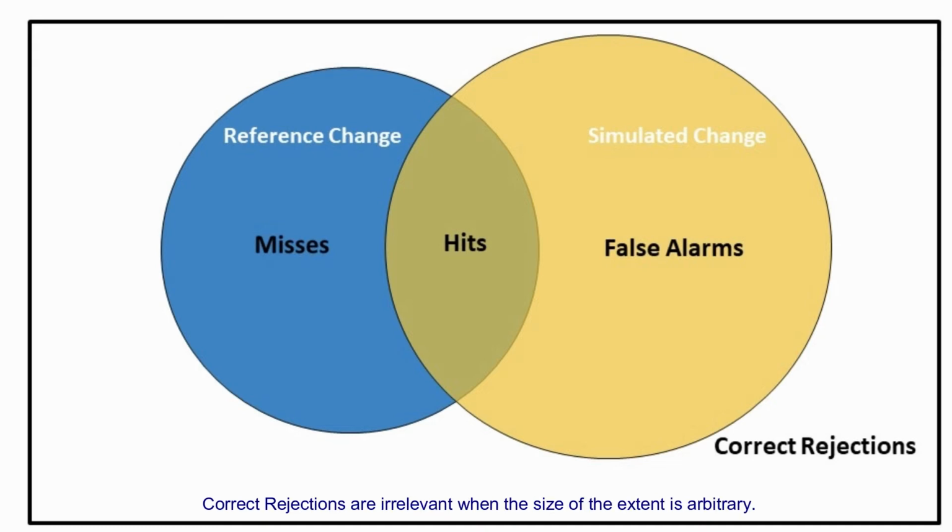Correct rejections are irrelevant when the size of the extent is arbitrary. In these cases, the percent correct is also irrelevant because percent correct combines the sizes of hits and correct rejections.